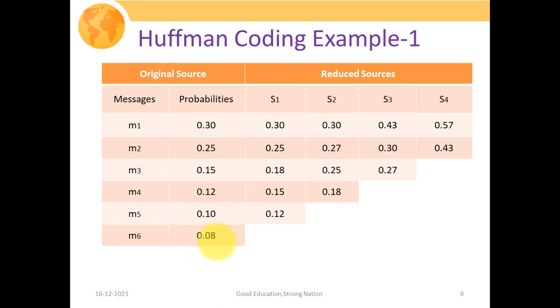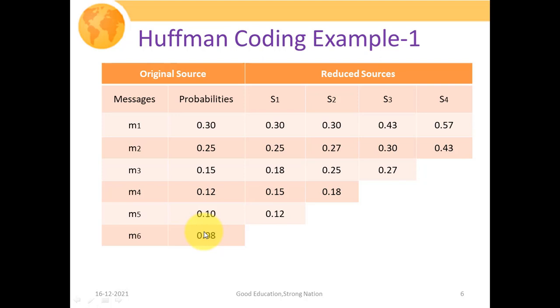So in our first step, we have to arrange those symbols in the descending order of their probabilities. In this particular problem, the probabilities given to us are already arranged in decreasing order. That is, the probability of m1 is 0.30, which is greater than or equal to m2, which is greater than or equal to m3, greater than or equal to m4, and m5 is greater than m6. So these probabilities are already arranged. This is our first step.